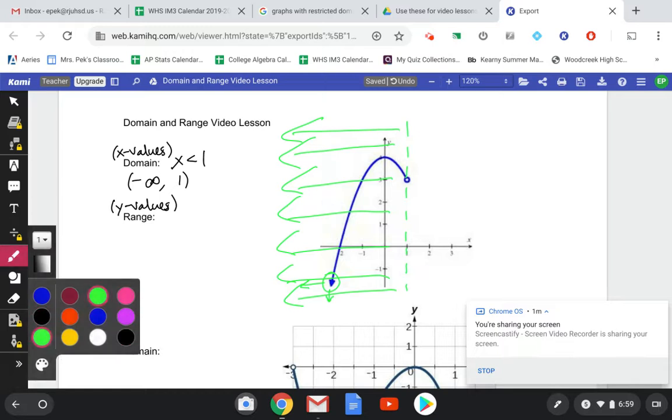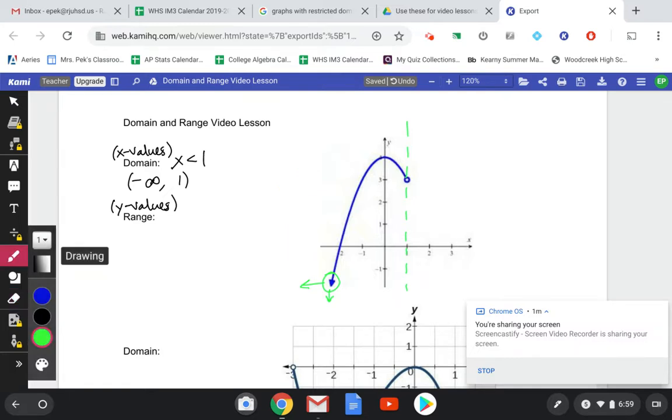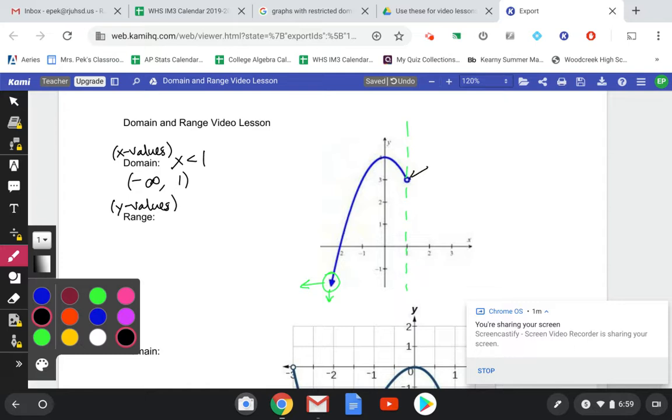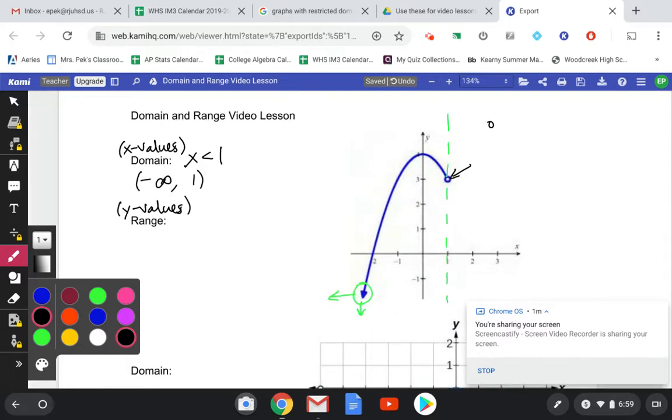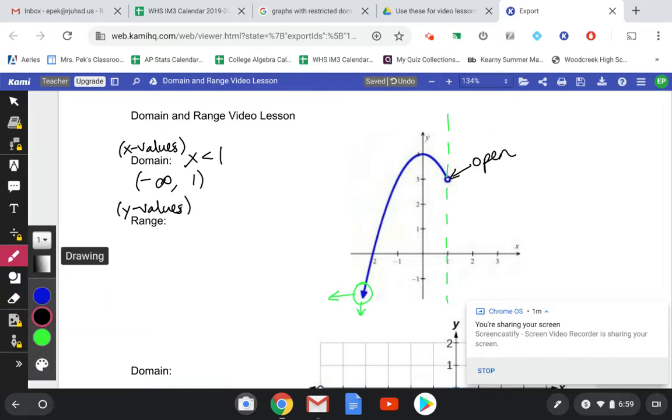Now, if you notice, I didn't include the value of 1 in my domain, and that's because this point here is open. When you have an open circle like this, it means that point isn't actually part of your function. So when x equals 1, you notice that's an open circle. That means we don't want to include 1 in our values.